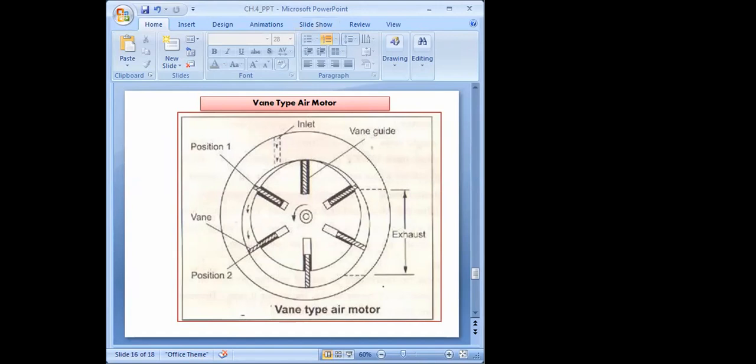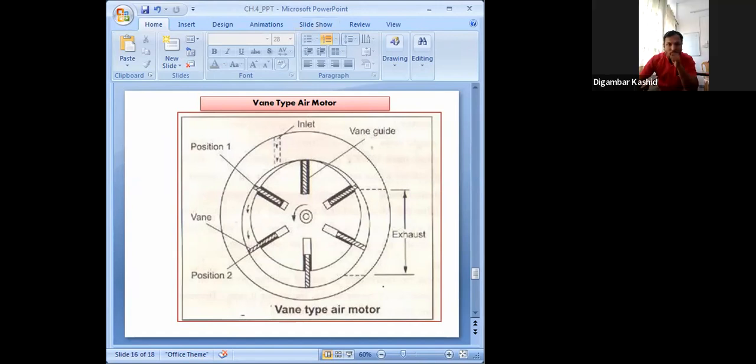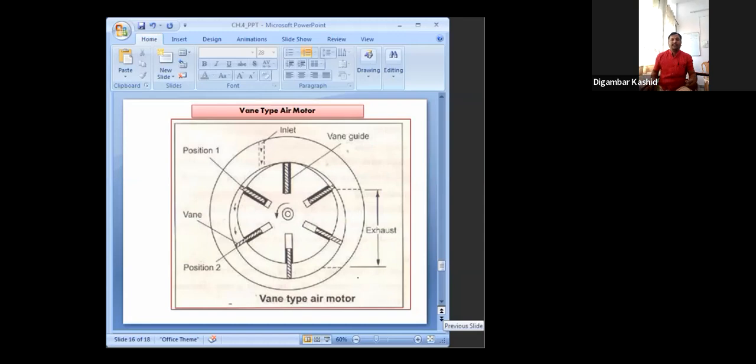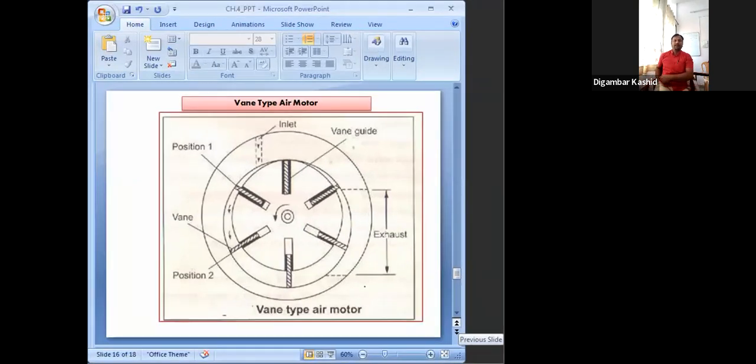So this is a vane type air motor. Understood? Understood or not? Vane type air motor.